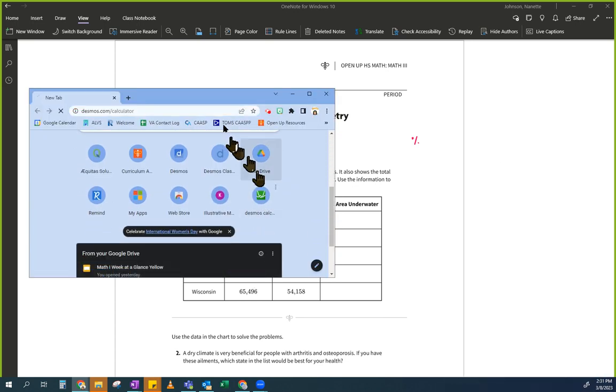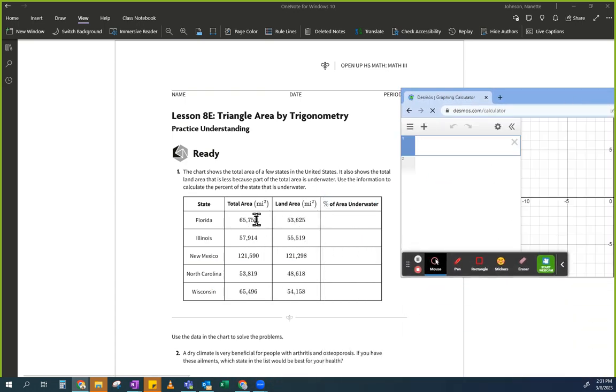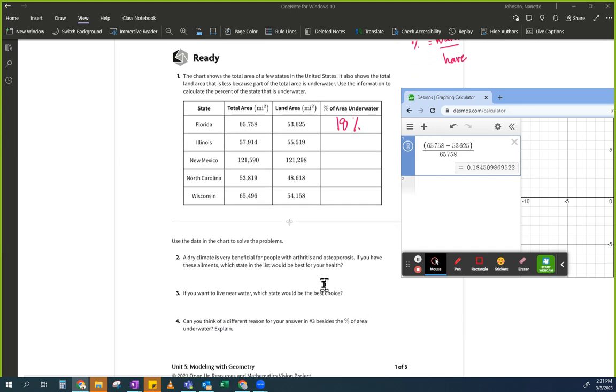So I'm going to bring my calculator over here, Desmos, my friend. The way we do this is we subtract. So we'll go 65,758 subtract 53,625. And then I'm going to divide that by the total area, your original amount, right? And so I get this number, 18.5%. So I'll just keep it at 18%. So there's your answer, 18%. And then you would just continue this all the way down.